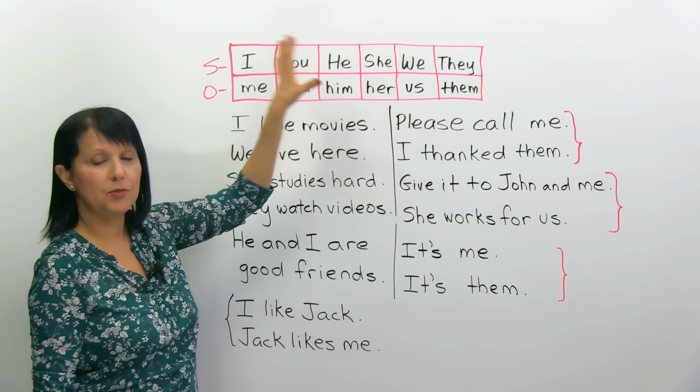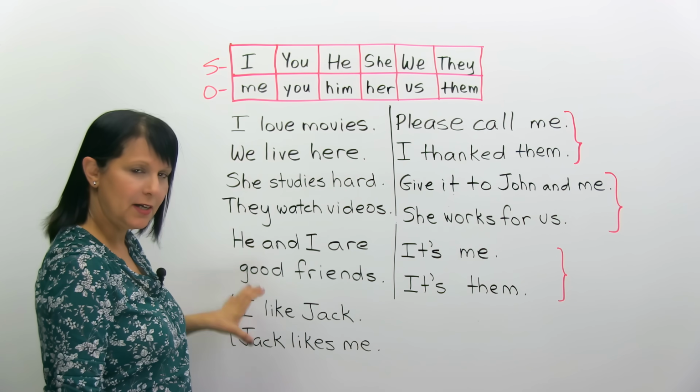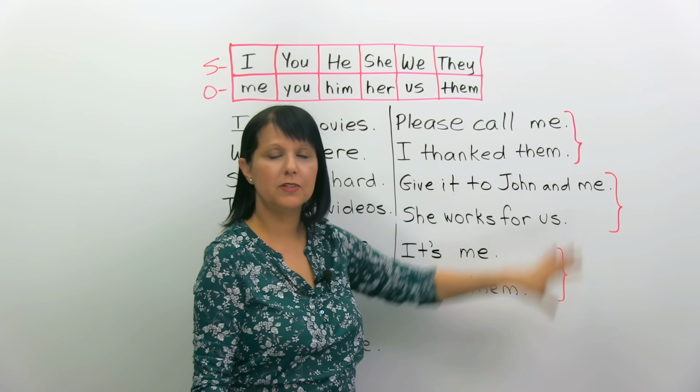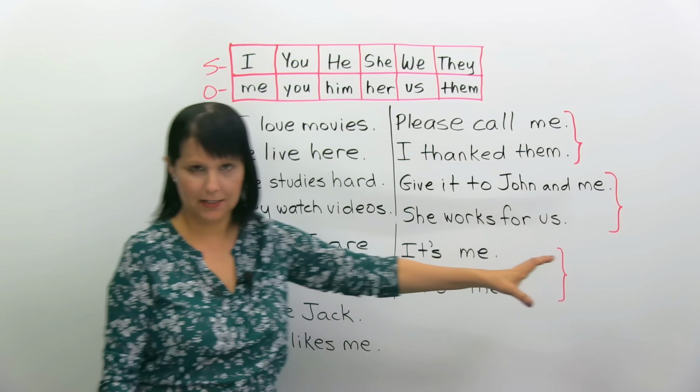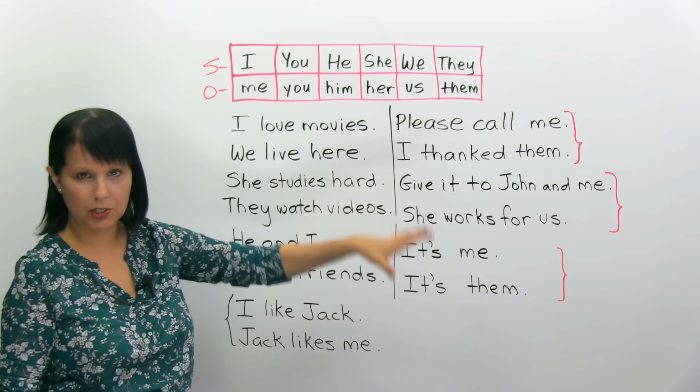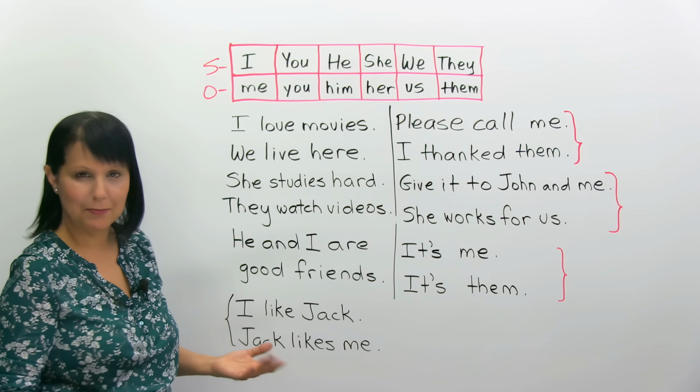Okay? So what do you notice? That all of these subject pronouns usually come at the beginning of a sentence, and the object pronouns usually come towards the middle or end of a sentence. Okay? You'll see that. And that's how it is. And there are a few other patterns which I'll show you. So let's look at some examples, okay?